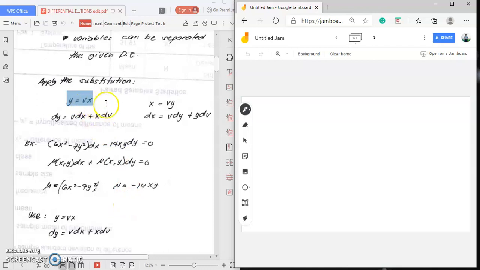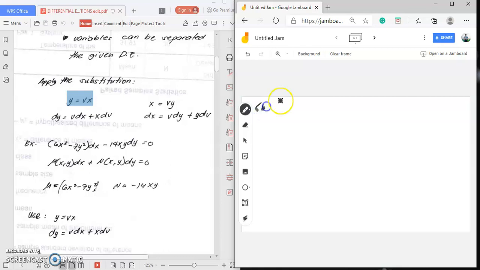When you try to solve this one, you can choose only one. But it is better to choose the easiest when you do substitution. Both of them will give you the same result as long as you don't have some errors while you're doing your solution. Okay, so let's start. Let me copy first the given problem.